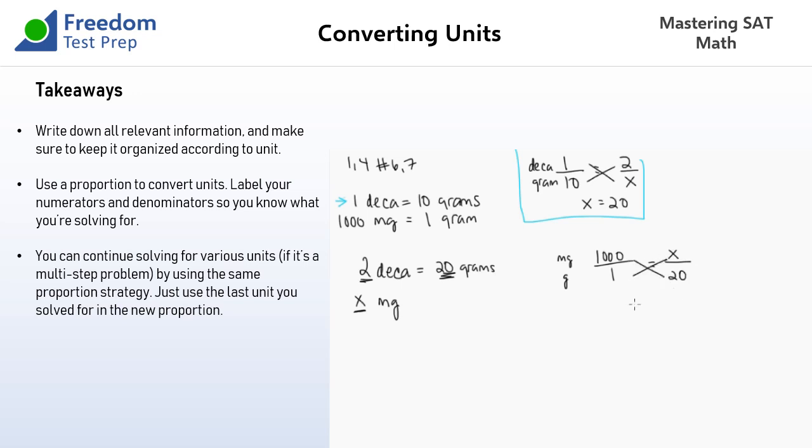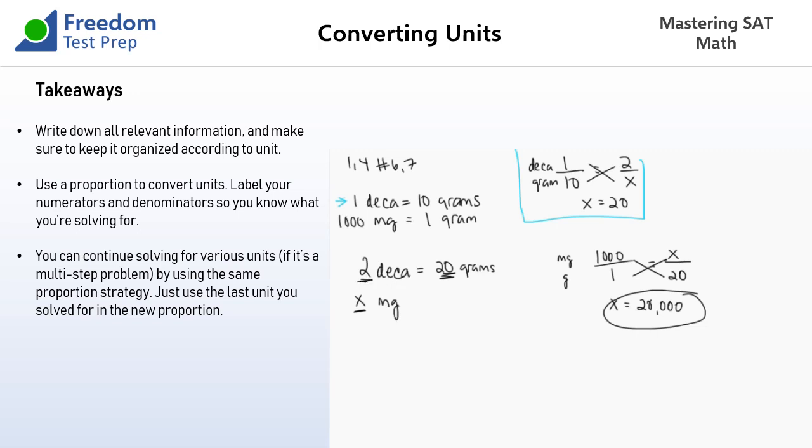And then we cross multiply. Again, 1 times x is x. 20 times 1,000 is 20,000, and that is our answer, right? So there's 20,000 milligrams in 2 decagrams.